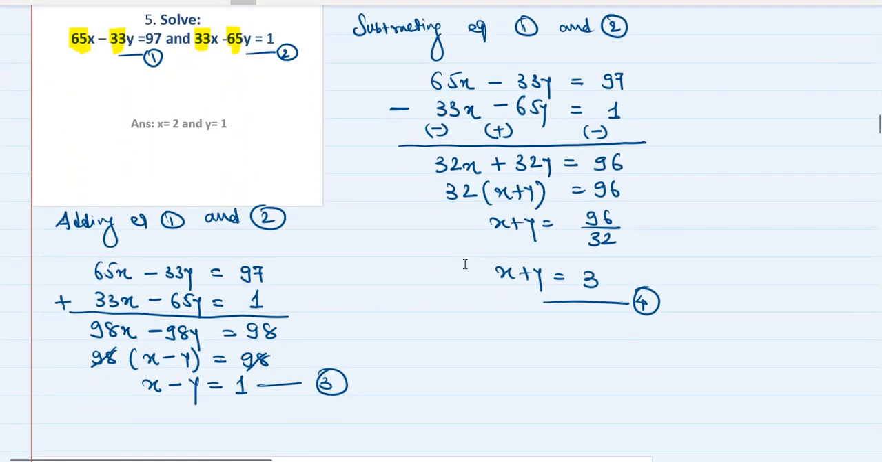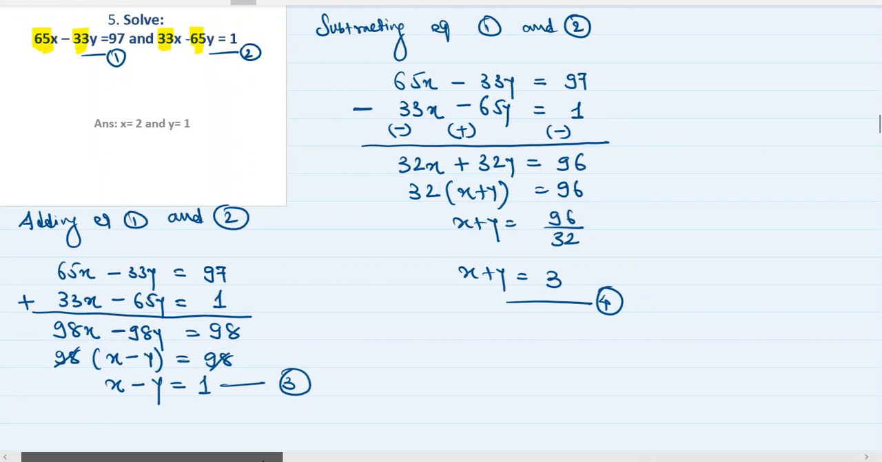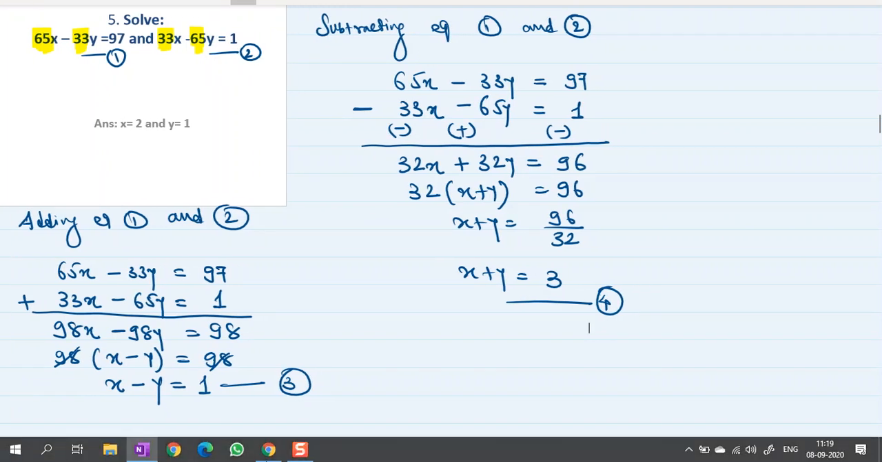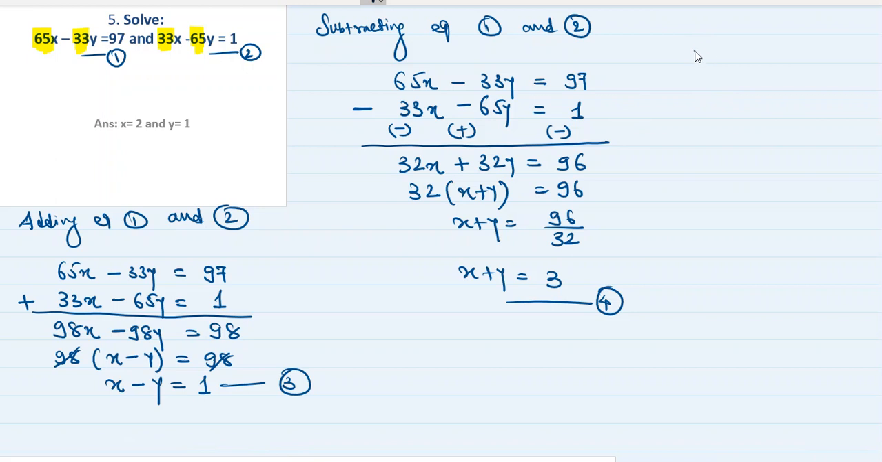Over here the pattern was visible that the coefficients of x and y were interchanged, so we first added both the equations and then we subtracted both the equations and we got two new equations. We did not get values of x and y, but we got two new equations from which we can find the values of x and y easily. So let's first write these new equations. Equation 3 is x minus y is equal to 1, and equation 4 is x plus y is equal to 3.